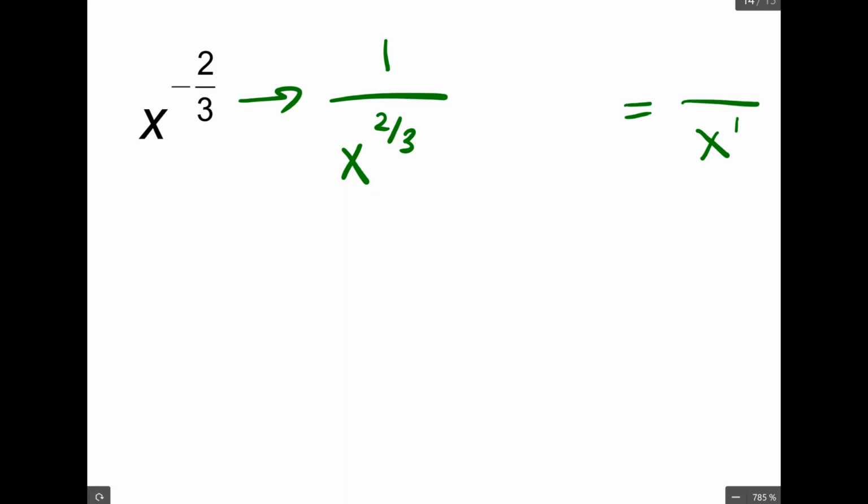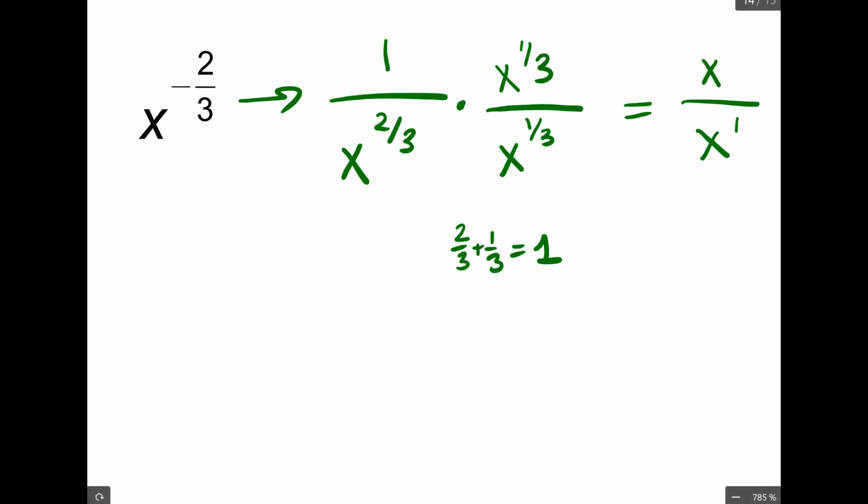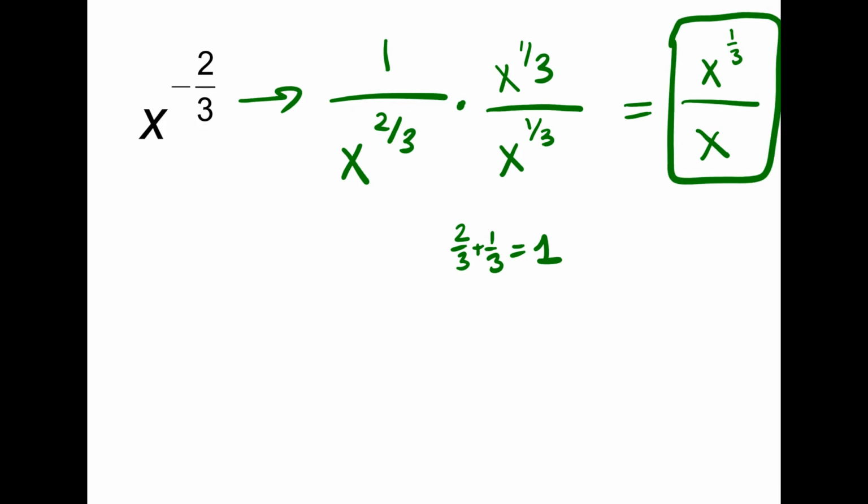So what do I need to multiply by in order to get the exponent to equal 1? I need to multiply by 1/3 because 2/3 plus 1/3 gives me 1. And when I multiply x to the 2/3 times x to the 1/3, I get x to the first. So I have to multiply by x to the 1/3 over x to the 1/3. And this will give me x to the 1/3 over x. Okay, so that was a little more difficult, but you can do this.